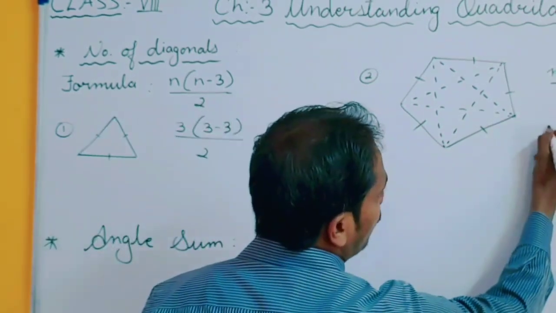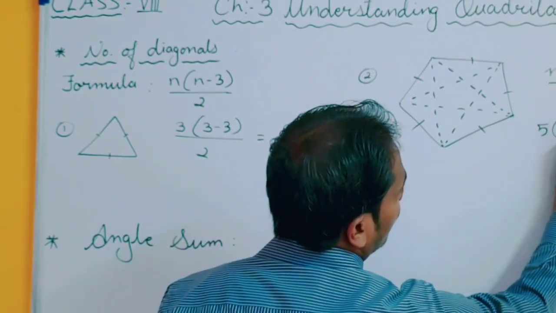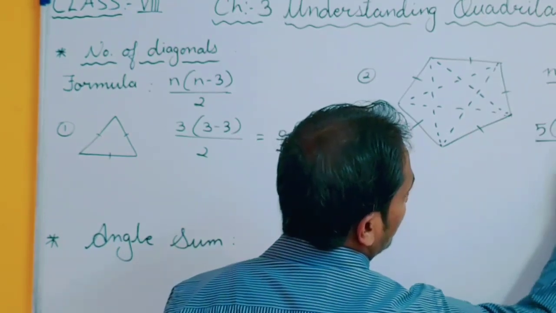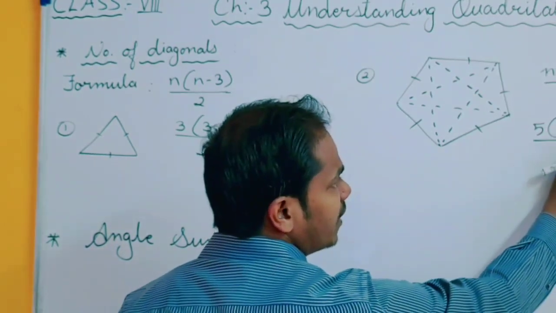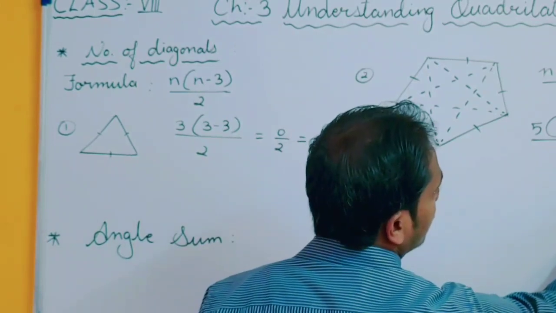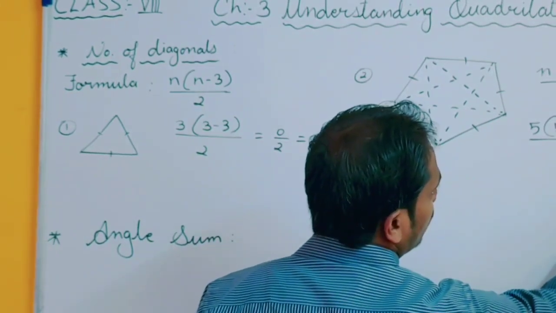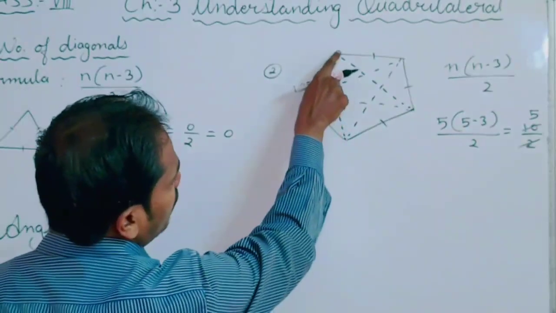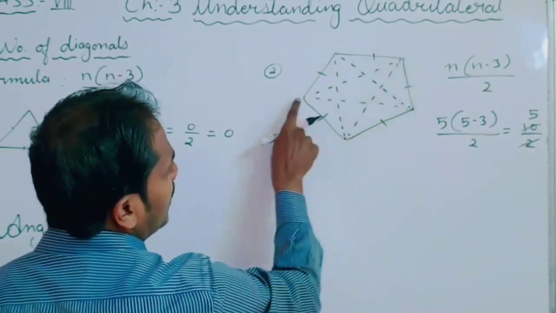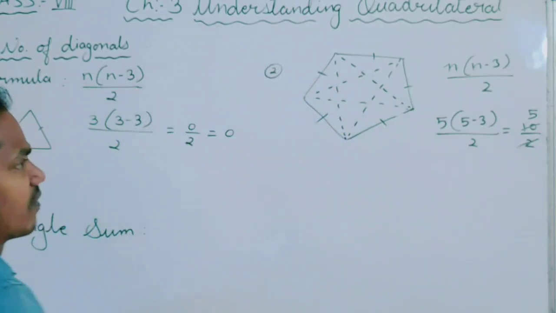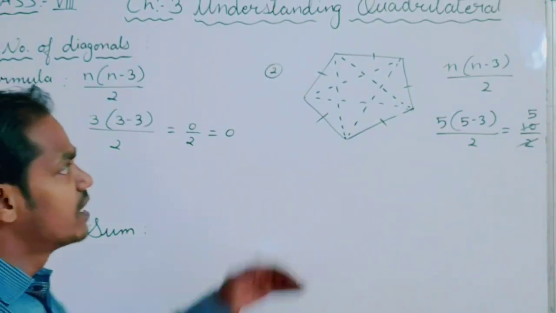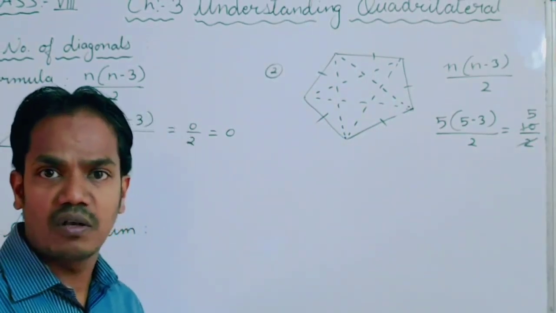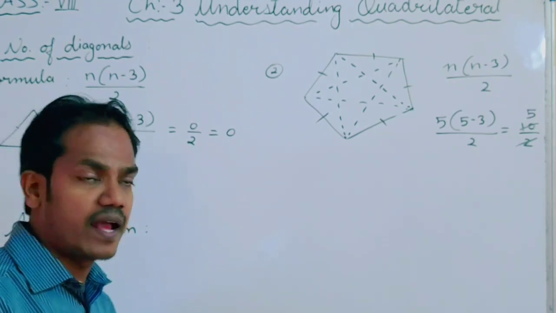So 5 times (5 minus 3) divided by 2. 5 minus 3 is 2. 2 fives are 10. 10 divided by 2, so you will get 5 diagonals. You can count from here also: 1, 2, 3, 4 and 5. How many diagonals are there? 5. In the same way you can find for hexagon, octagon, nonagon, decagon.